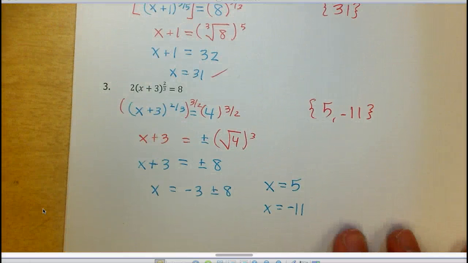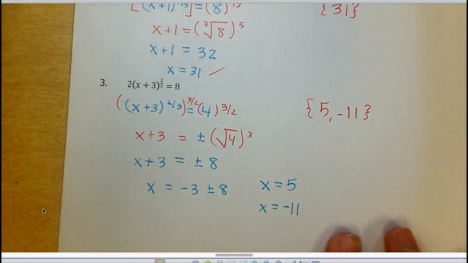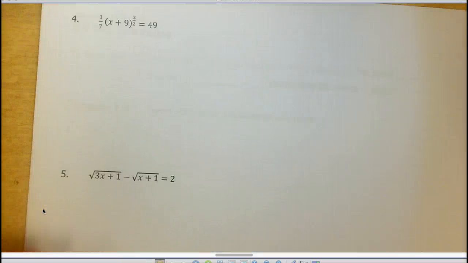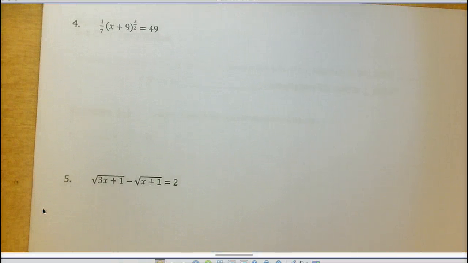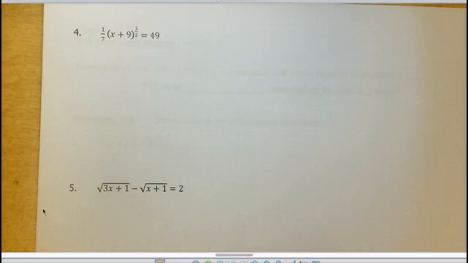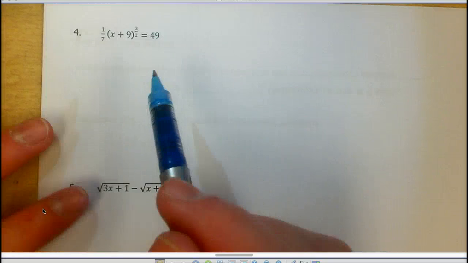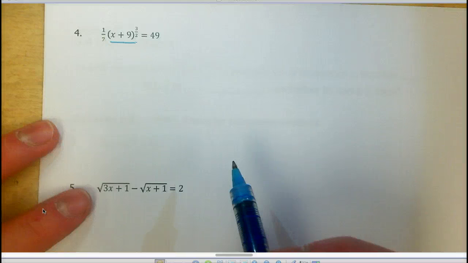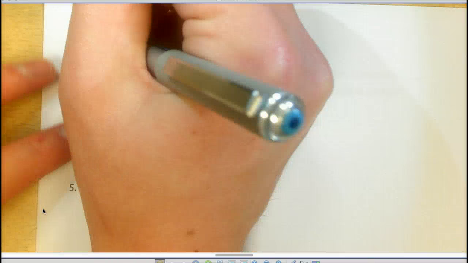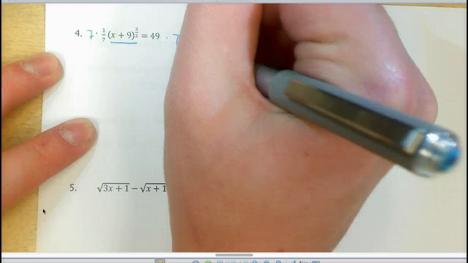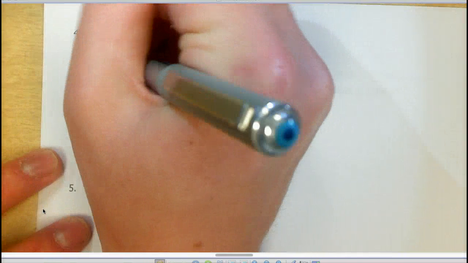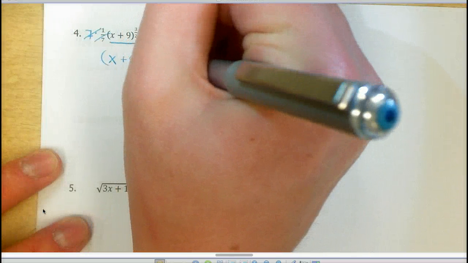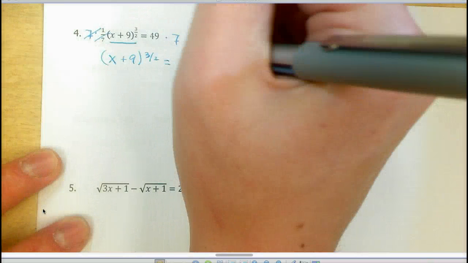Okay, moving on to number 4. We have 1/7 times the quantity (x plus 9) to the 3/2 power equals 49. Okay, so same sort of thing as the last few. I need to isolate my (x plus 9) to the 3/2 first, so that means I need to multiply both sides by 7 to get rid of this 1/7 here. So you get (x plus 9) to the 3/2 power equals 49 times 7 is 343.